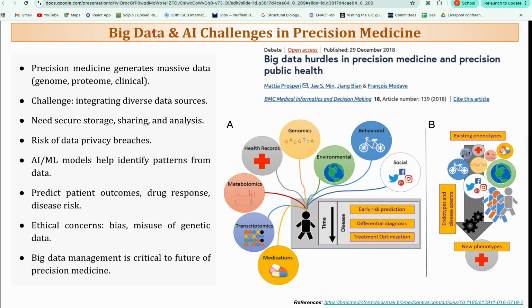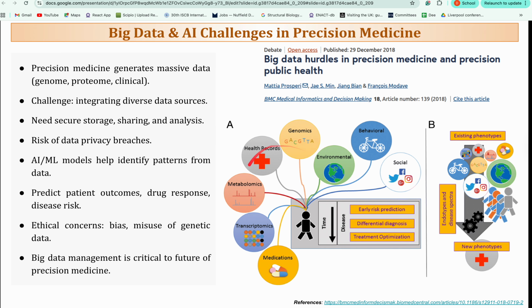Okay, so now if we are having all this information, then there are some challenges also. So big data and artificial intelligence challenges in this precision medicine. So we all know that this precision medicine is generating massive data, because we are taking the information at the level of genome, proteome, and clinical. So there is a lot of information which is present. So challenge is to integrate the diverse data sources. Now we have all these data, but how to integrate them, where to keep it, how to integrate, that is also one big challenge. We need the secure storing and sharing and analysis.